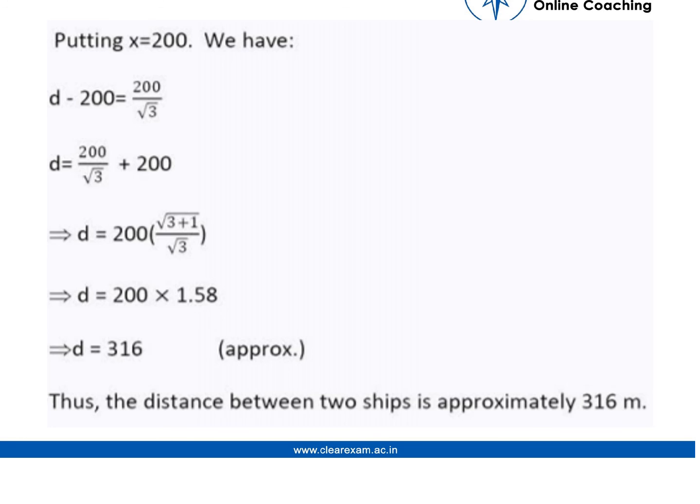On solving further, we get the value of d as 200 (√3 plus 1) upon √3. On putting the approximate value of √3 given in the question, we get the approximate value of d as 316 meters, which is the distance between the two ships.